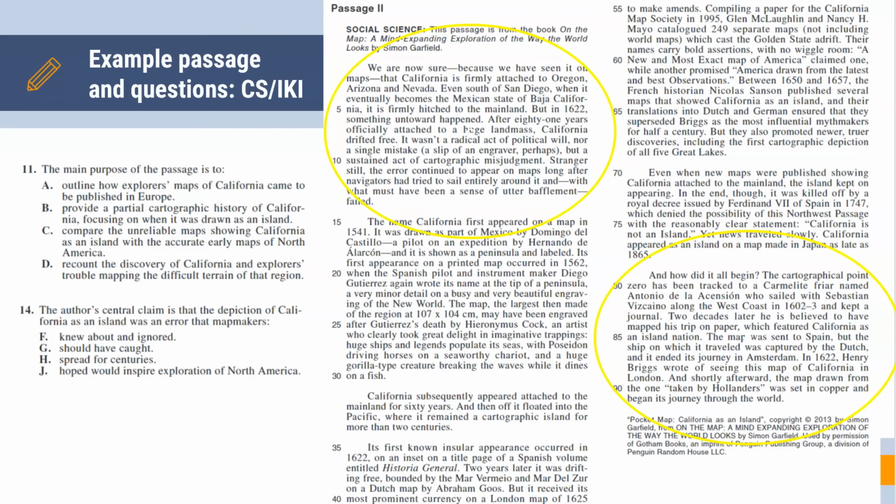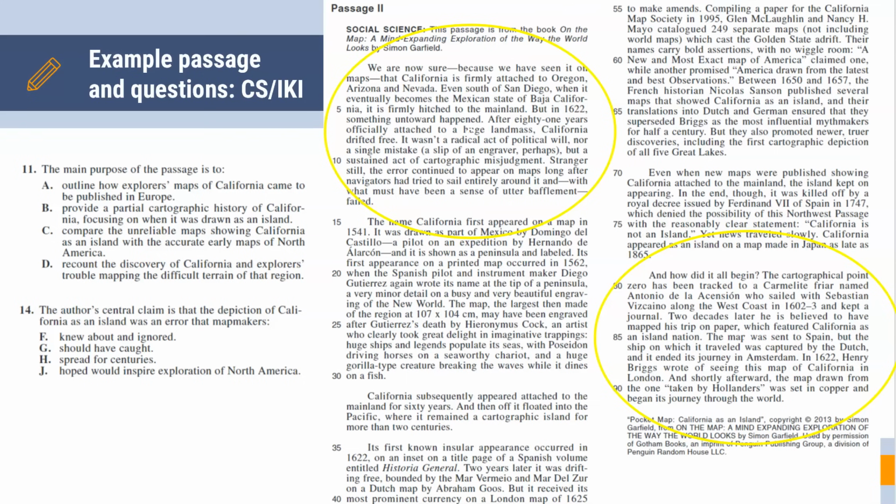And if you go to that very first paragraph that's circled, you're going to find that that supports B as the correct answer. It starts off, we're now sure because we've seen it on maps, that California is firmly attached to Oregon, Arizona, and Nevada. And then it continues, it's firmly hitched to the mainland. But in 1622, something untoward happened. After 81 years officially attached to a huge landmass, California drifted free. And it continues to talk about it. And if you continue to read the passage, or if you maybe read the whole thing previously, you know that this is about when it used to be drawn as an island and how that happened.